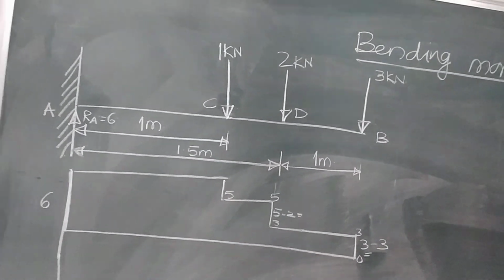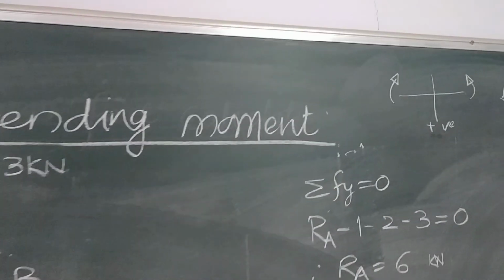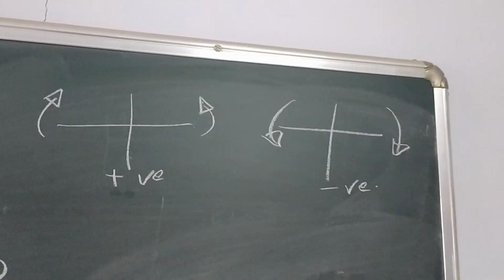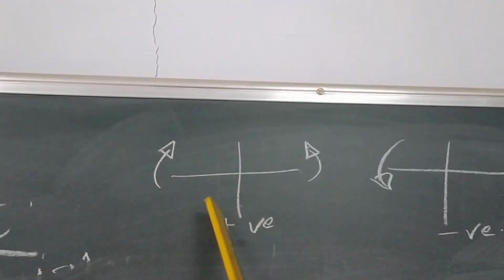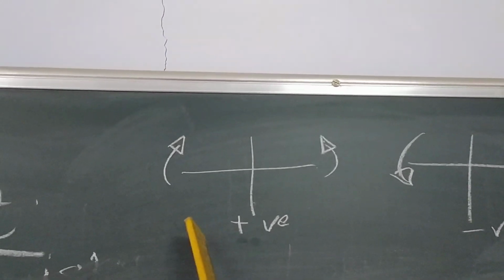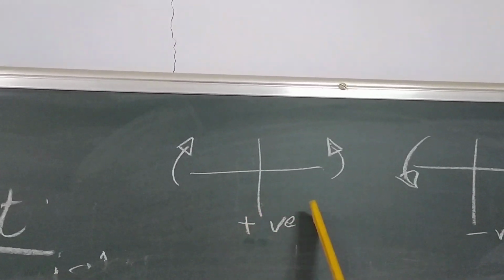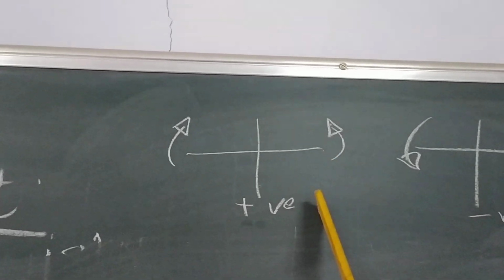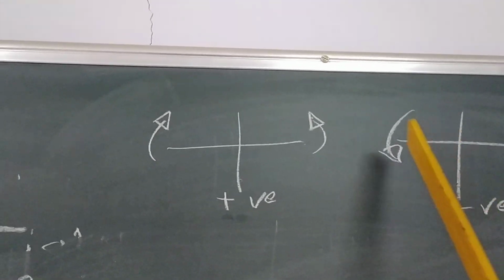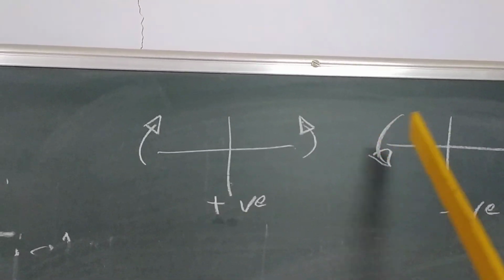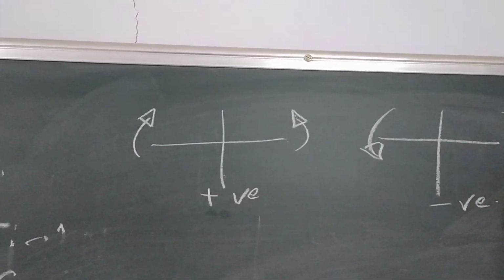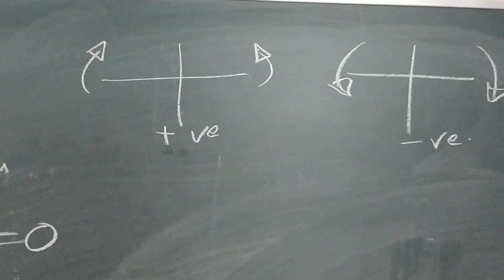Before starting, let us recall the sign convention. I have written here the sign convention. If clockwise towards left of the beam section or anti-clockwise towards right is positive, anti-clockwise towards left of beam or clockwise towards right of beam is negative.